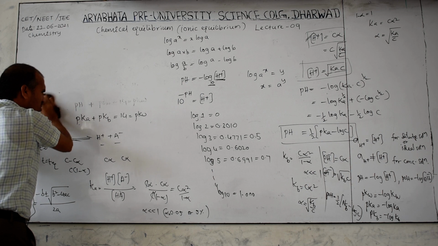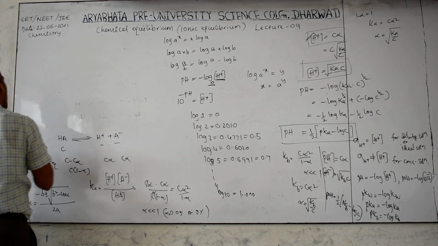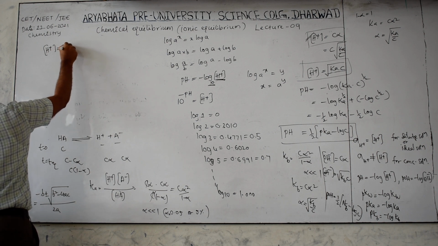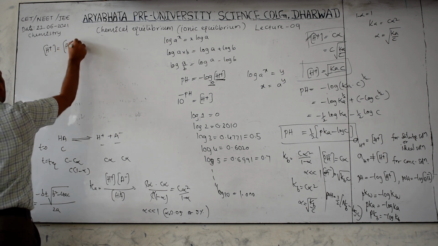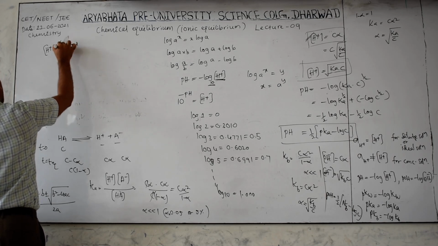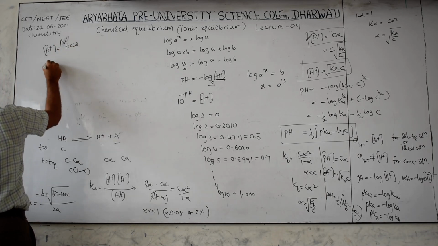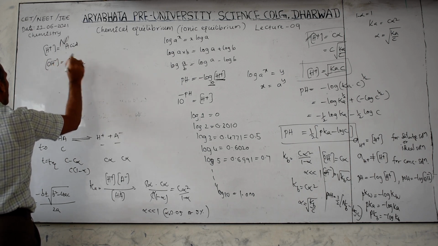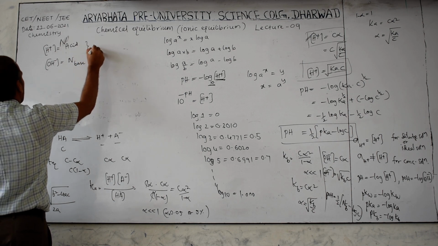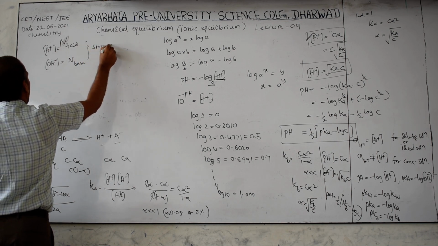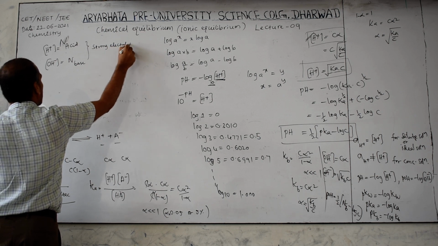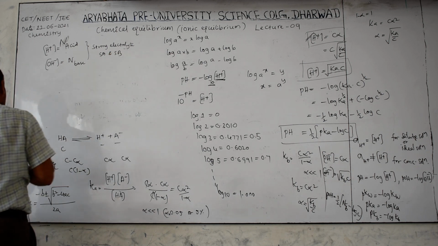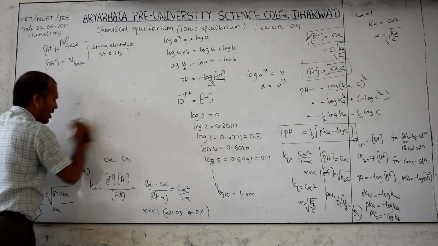But keep in mind, in this total calculation, H plus ion concentration is equal to the normality of the acid, and OH minus ion concentration is equal to the normality of the base, for strong electrolytes, meaning strong acid and strong base. Okay, that is very, very important.